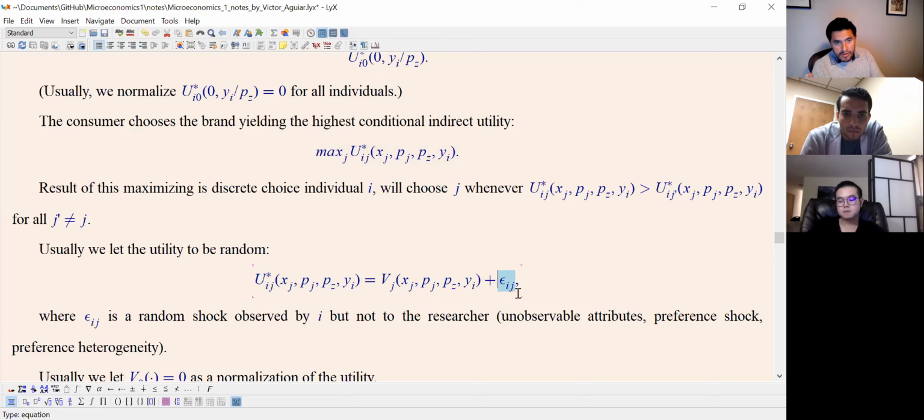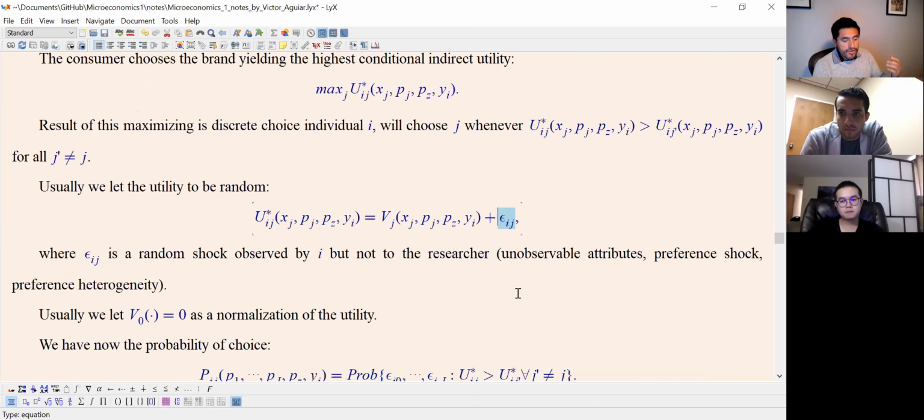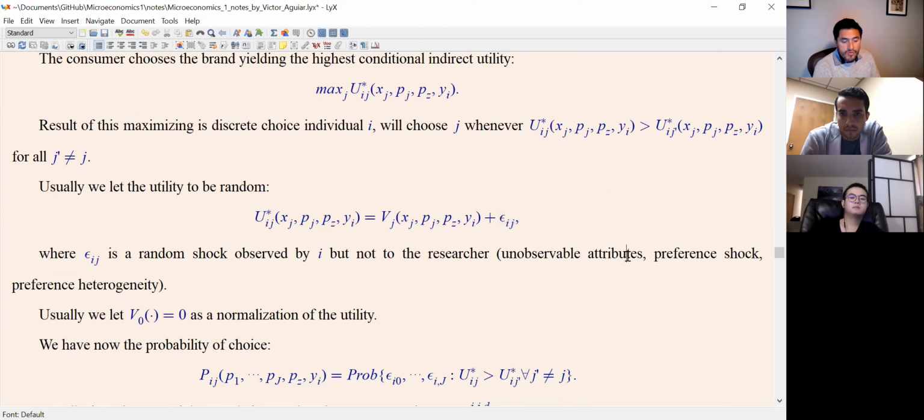And now we have these epsilons that are shocks to each individual and to each brand, or each alternative. These can be interpreted in many ways. The main interpretation, for instance, may be that these are unobservable attributes, so things about the cars that I don't see as the econometrician, as the modeler. There can also be preference shocks, for instance moods, things that you like. And then preference heterogeneity, which just means that different individuals are different in some way that I don't understand. And I'm going to think about this in this additive sense.